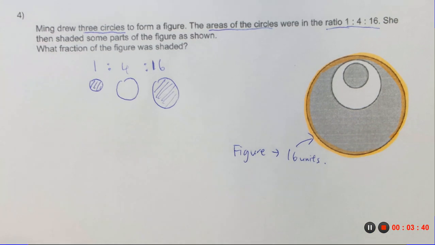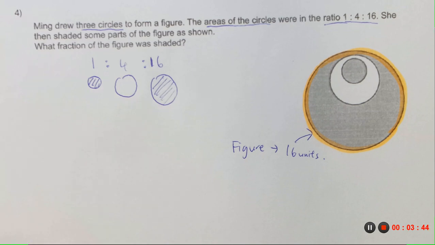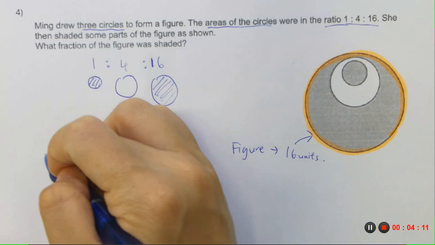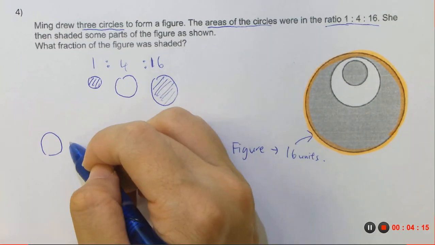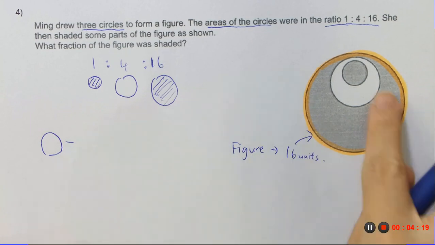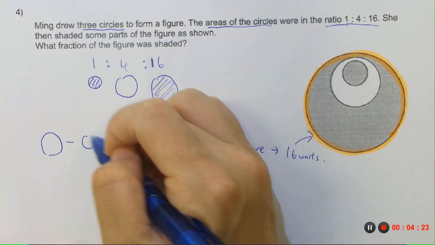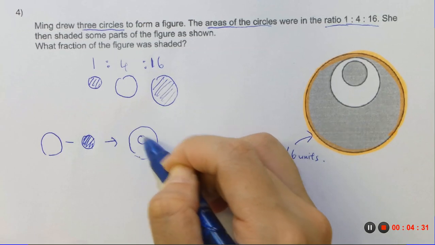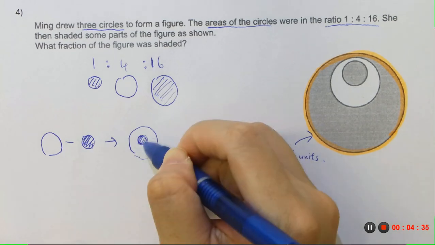Now, then I have to find out the shaded parts, meaning I need to cut away the white part. But the white part is a bit confusing also, because the white part has the small circle inside. So, to find the white part here, is using the middle circle minus the small circle. This will give you that white unshaded part. So it's this white part here.